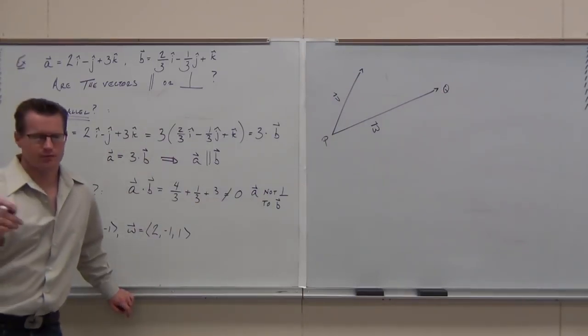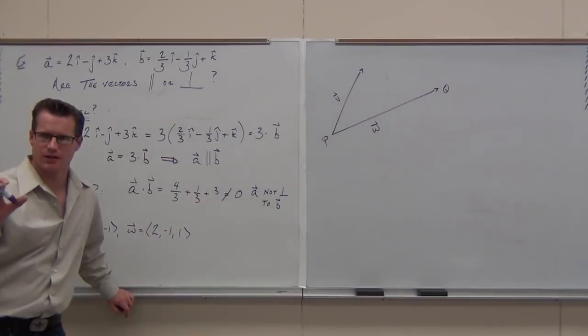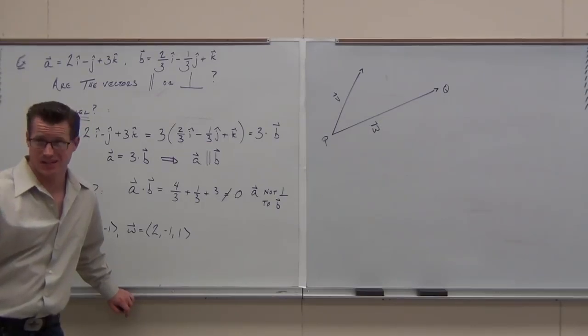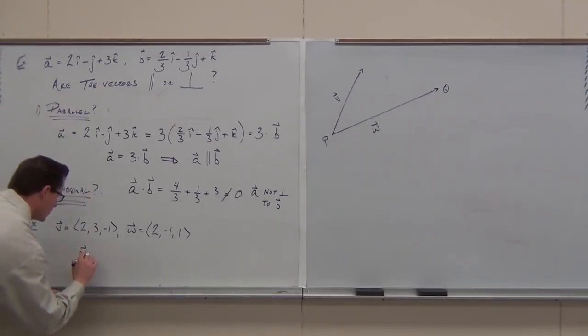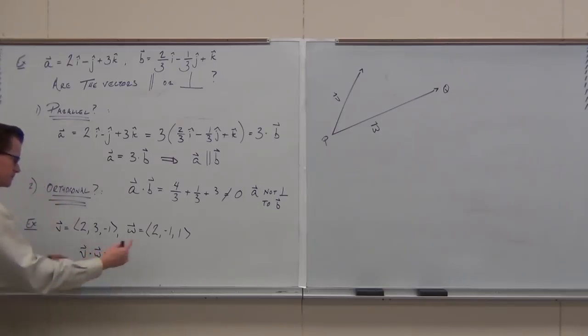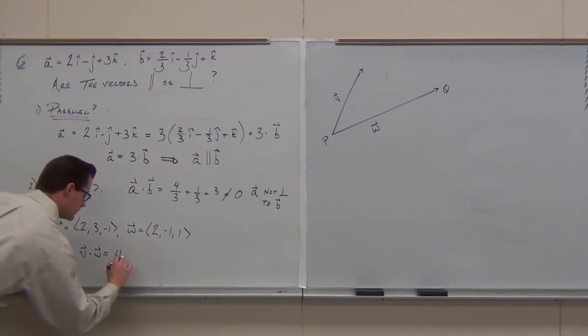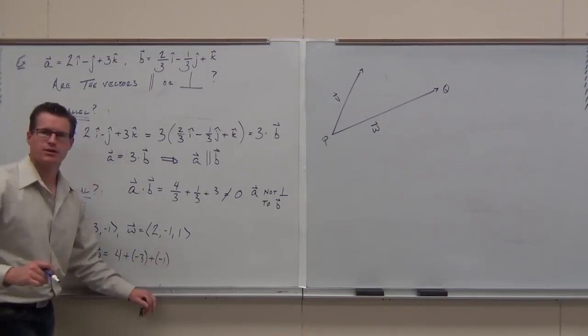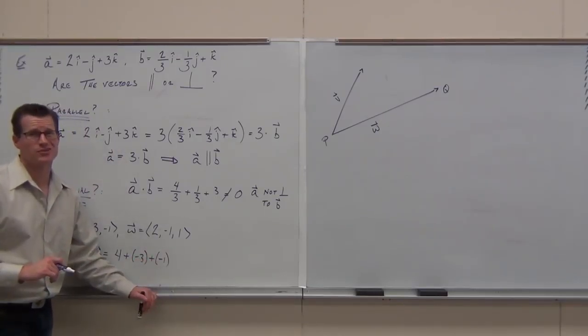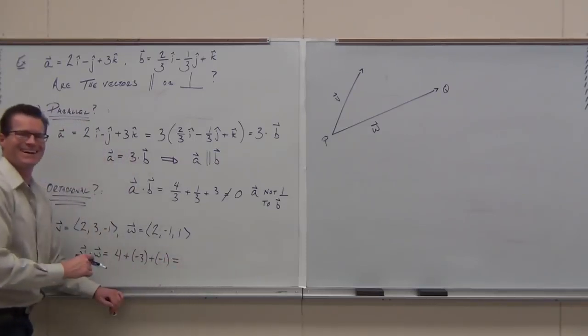Were you all okay that they're for sure not parallel because they're not scalar multiples? It's pretty fast. I mean, it should jump out at you whether they are or not. Are you getting pretty good at the dot product? It's going to get faster.